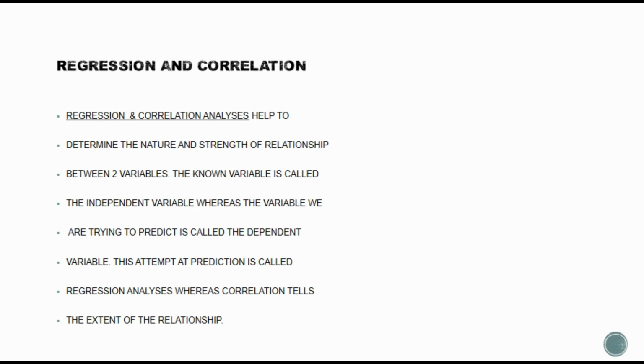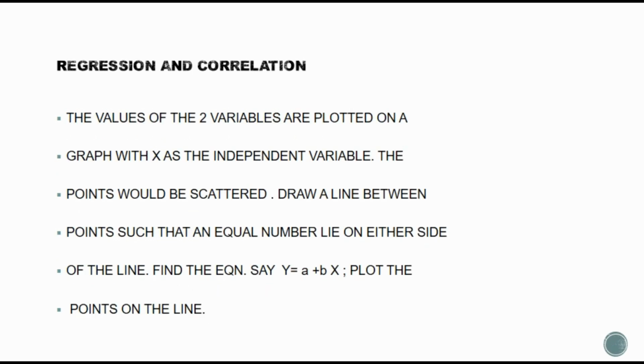Take this example. Now, regression and correlation help to determine the nature and strength of the relationship between two variables. The known variable is called the independent variable, whereas the variable we are trying to predict is called the dependent variable. This attempt at prediction is called regression analysis, whereas correlation tells the extent of the relation.